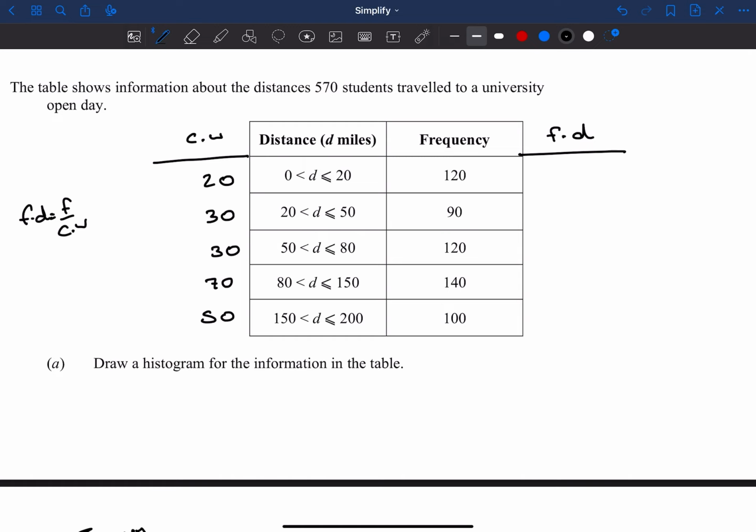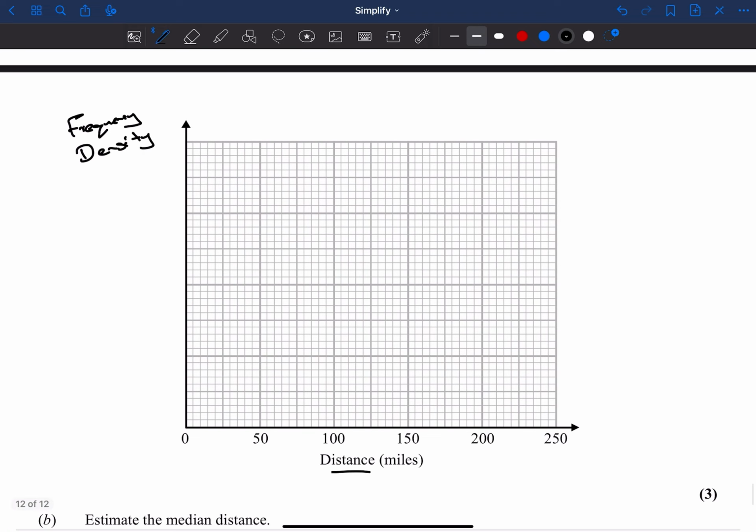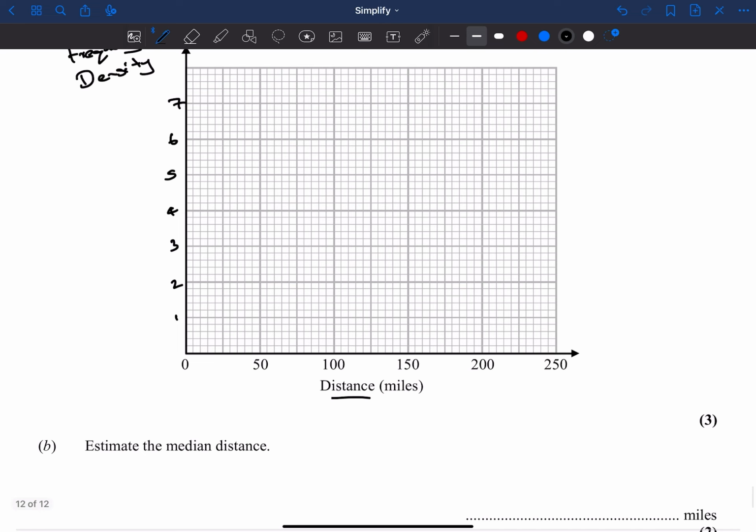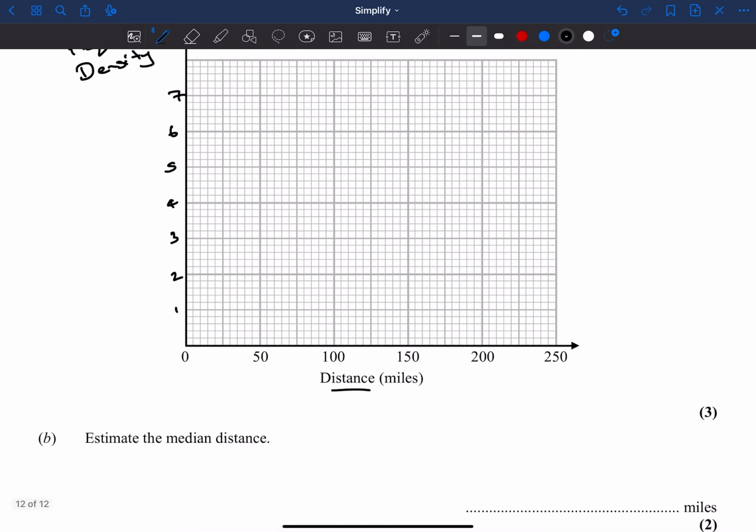120 over 20 makes it 6. That's 3, that's 4, that's 2, that's 2. The maximum frequency density is 6, so we want to make sure we have 6. Probably have to go 1, 2, 3, 4, 5, 6, 7. That's probably enough. So the first one goes 0 to 20 up to 6. If you look at it, it's 10 boxes with a limit of 50, so each is 5.